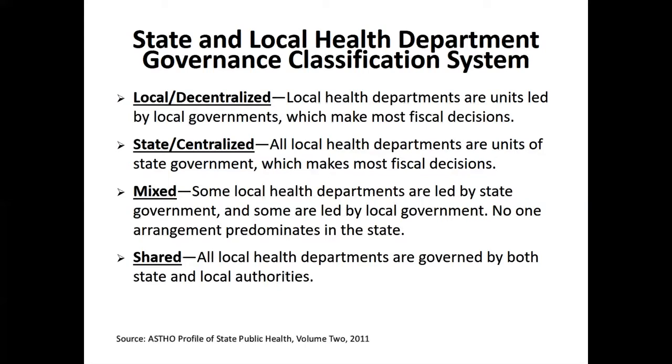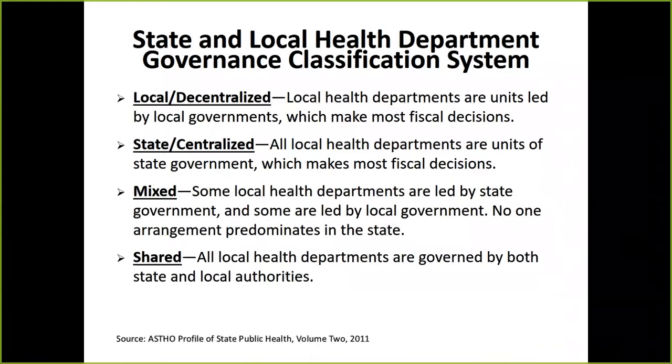In centralized systems, all local public health offices are satellite offices of the state public health agency itself, rather than being part of local government. An example of this would be Mississippi. Mixed systems share attributes of decentralized and centralized systems, often with local health departments run by local government in select areas or population centers, while the state agency may carry the responsibility for public health services in other areas. Nevada is an example of a mixed system.